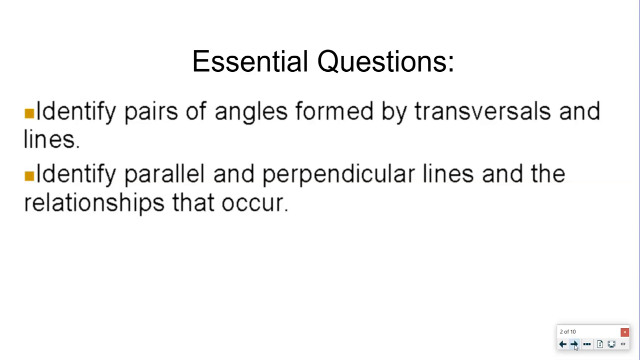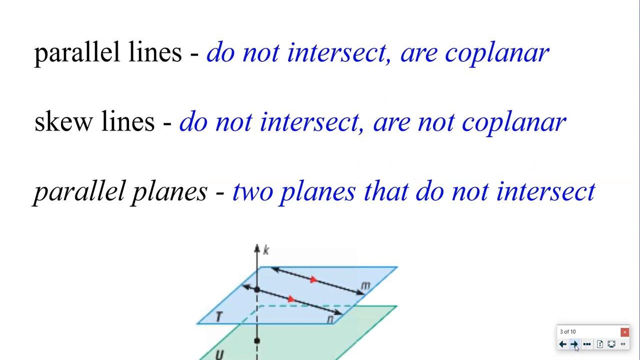You'll be able to identify pairs of angles formed by transversals and lines, and identify parallel and perpendicular lines and the relationships that occur. So first, what are parallel lines? Parallel lines are lines that do not intersect and are coplanar.